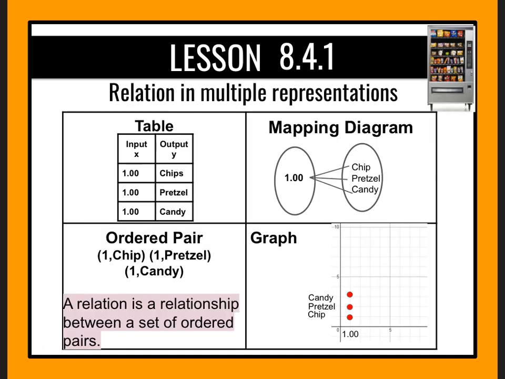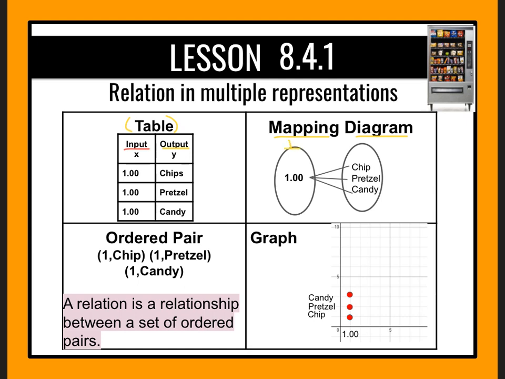So let's look at this in various representations. There is a relationship between the money that I input into the machine and the output it will give me. And hopefully you begin to remember some of these words, input and output tables. So I can represent this relationship in a table, and something that you will be asked to do in this unit is draw a mapping diagram.